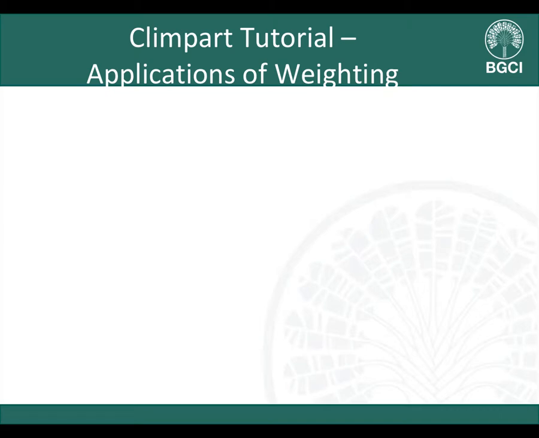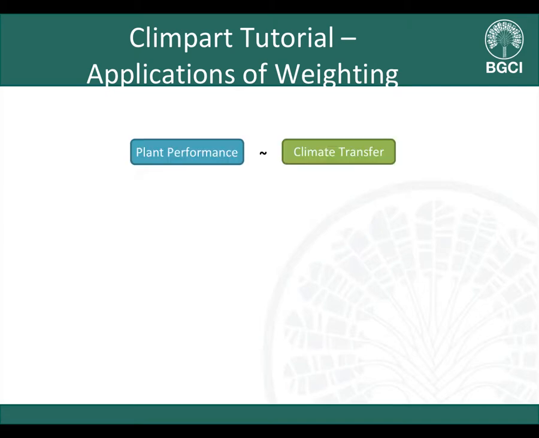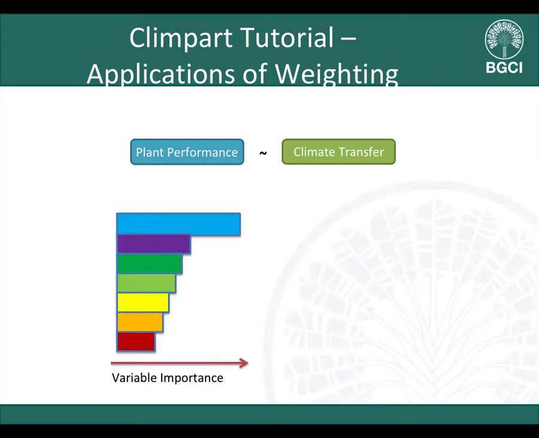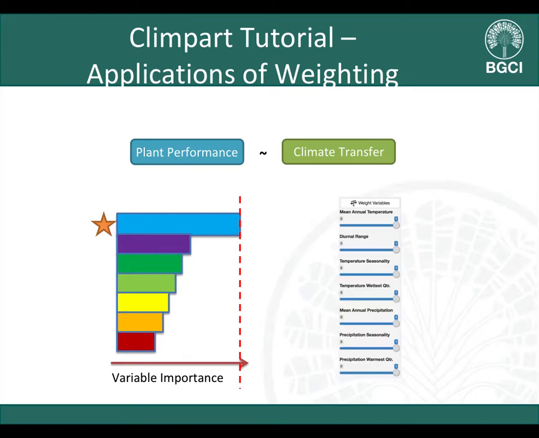If you possess empirical data such as this, you might first model plant performance as a function of climate transfer across the 7 Climpart variables, using an algorithm such as random forest, maxent, or boosted regression trees. The next step would be to extract the variable importance metrics from the model, then identify the maximum importance value, and finally divide all importance values by the maximum. These relativized importance metrics could then be provided as input weightings to Climpart.